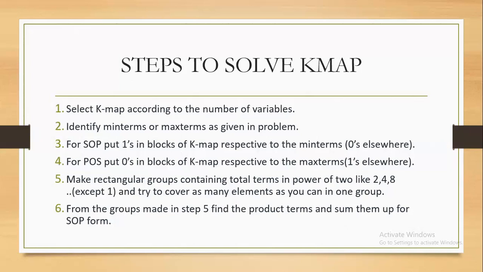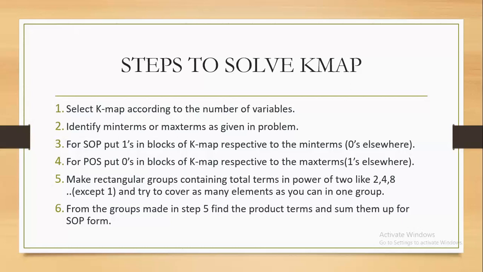While solving problems on K-maps, you have to go through various steps. First, select the K-map according to the number of variables, whether it is a two variable, three variable, or four variable, because as the variables increase, the number of cells also increases. And you have to see whether the problem is given in SOP form or POS form, that is, sum of products or product of sums.